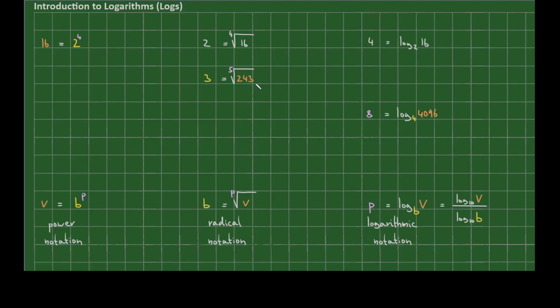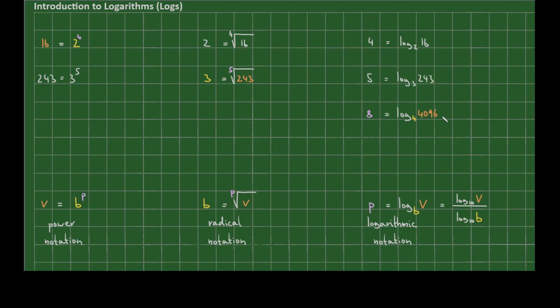What about the second expression? It has been given to us in radical notation. I am firstly going to rewrite it using power notation. So this time the value 243 stands on its own, and it is equal to the base 3 raised to the power of 5. In case of logarithmic notation, we are solving for the power. The power is 5, and it would equal log to base 3 of the value 243.